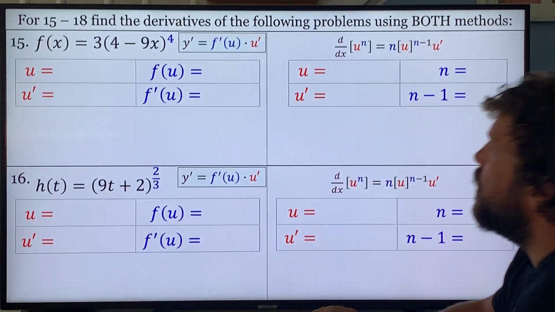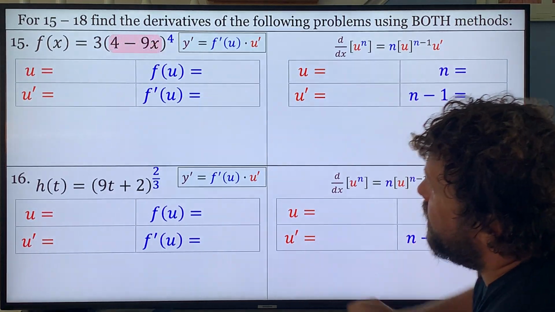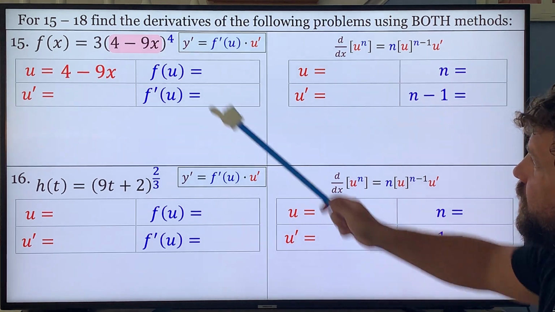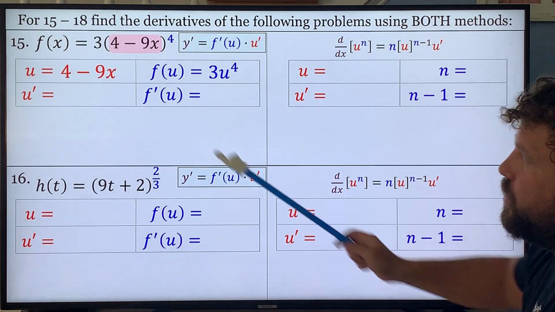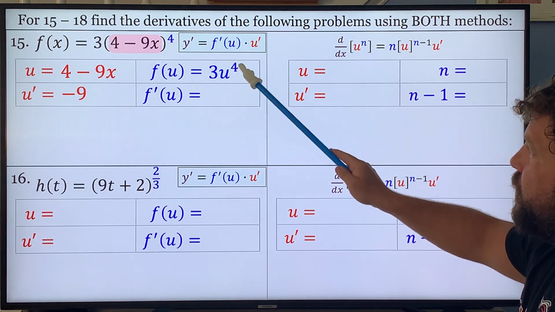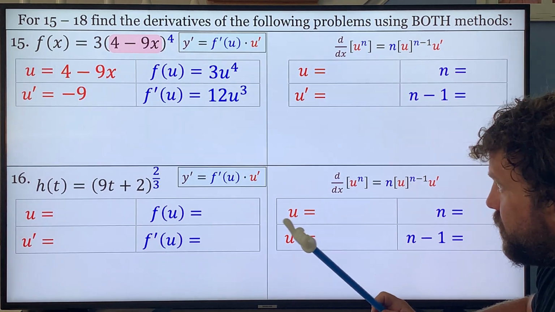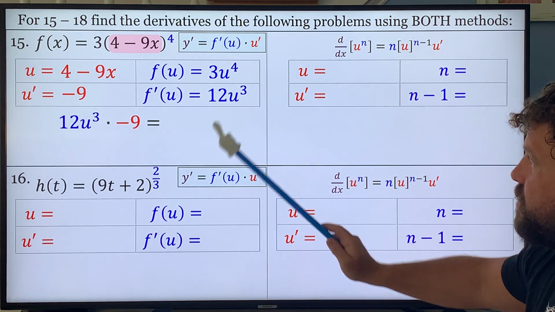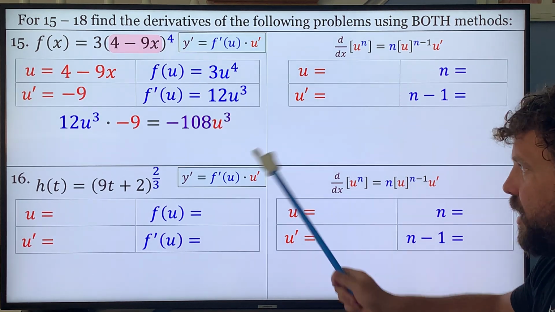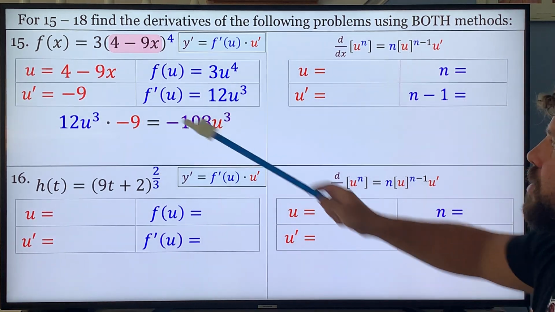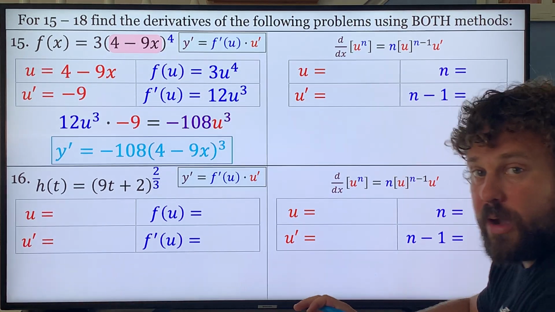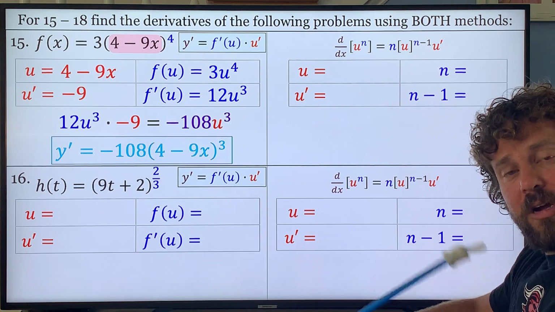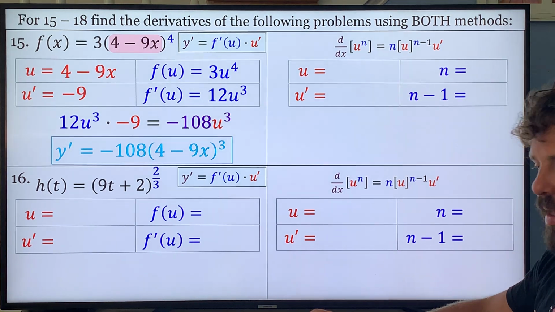All right, so anyway, regular method, u is your inside, 4 minus 9x. F of u is u to the 4th, but it's 3u to the 4th. All right, u prime, negative 9. F prime of u, 4 times 3 is 12u cubed. Negative 9 times 12 is negative 108, u cubed. Plug your u back in. Negative 108 times 4 minus 9x to the 3rd power. See, not too terrible, right?